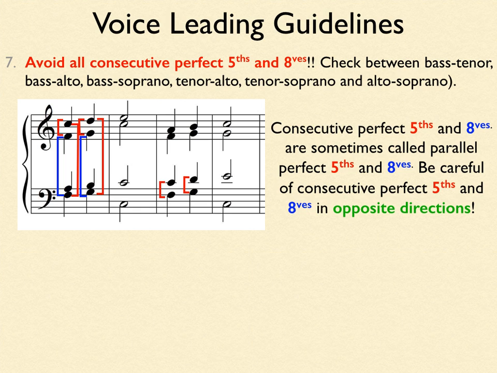Now we're moving on to the octaves. I've got the octaves in blue. This is what you want to avoid again. So you can see here between the bass and the alto is an octave. They're both Fs. And between the bass and the alto and the next chord is an octave. They're both Gs. So you want to avoid that.